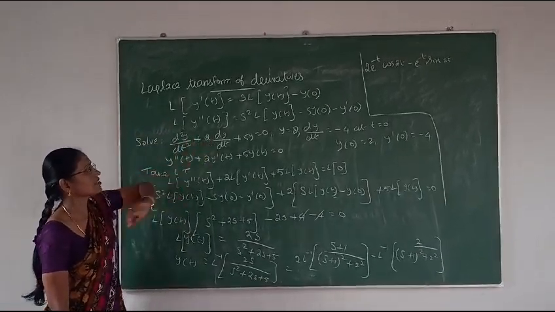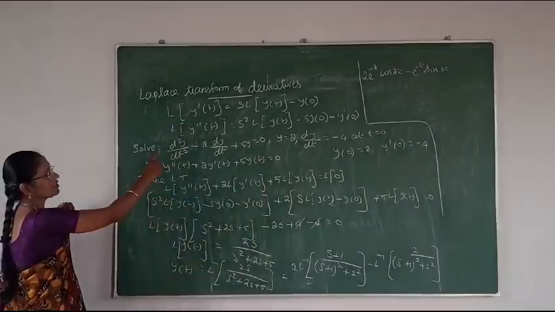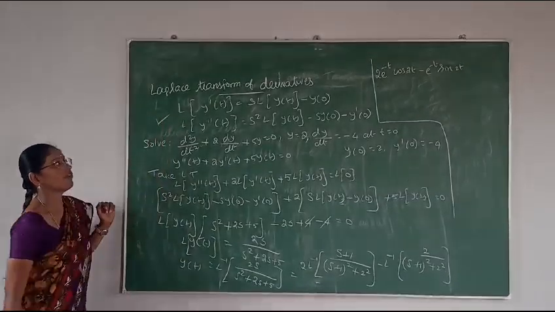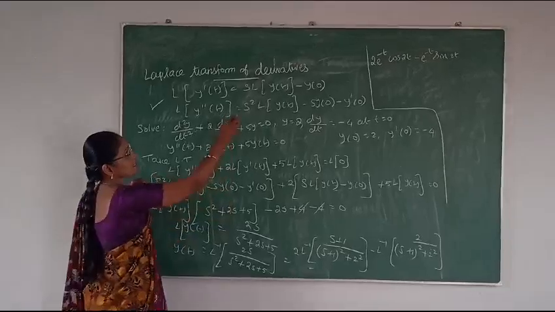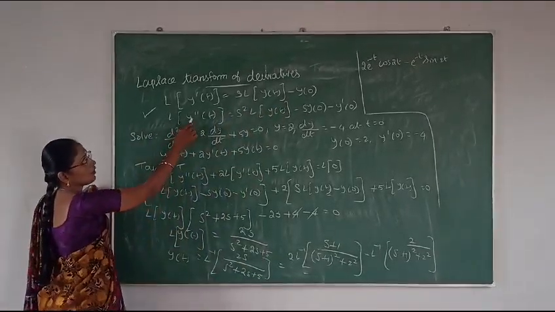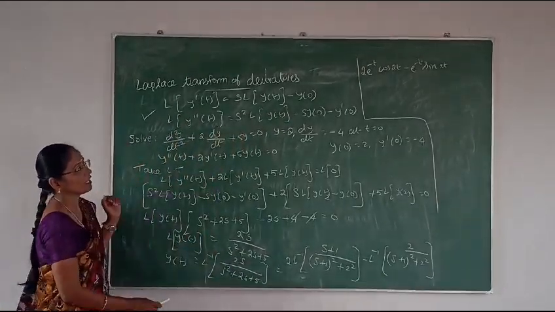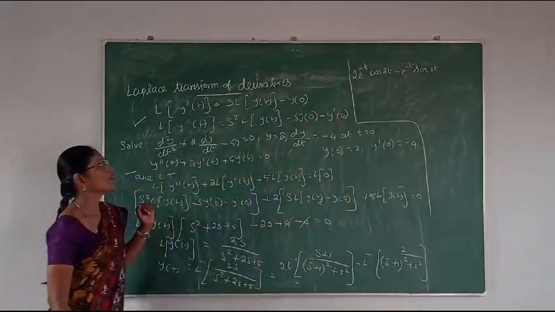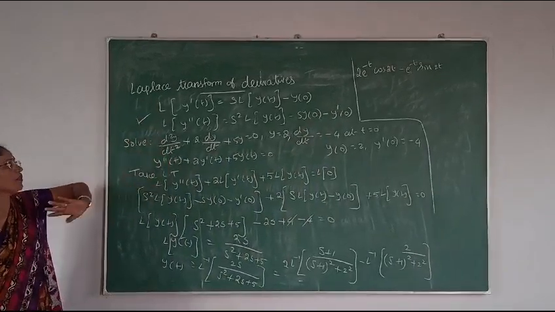Consist of linear differential equations with some boundary conditions. Now for solving these differential equations, we need some derivative formulas. So that is L of y dash of t equal to s into L of y of t minus y of 0. L of y double dash of t equal to s square L of y of t minus s y of 0 minus y dash of 0. We'll apply this derivative formula for doing the problem.